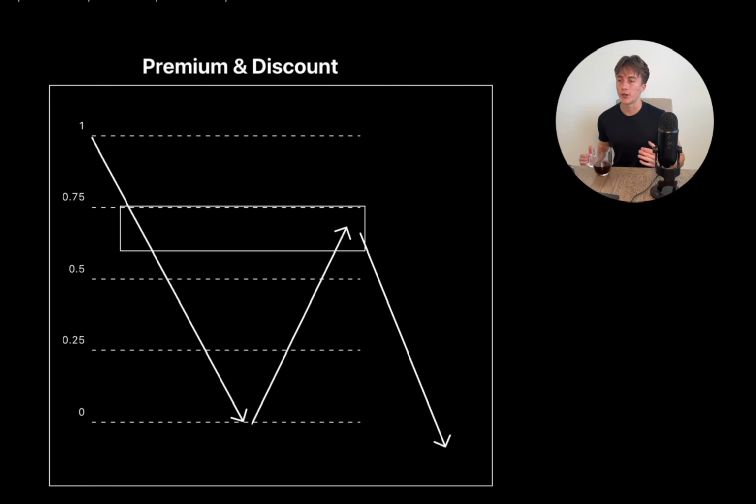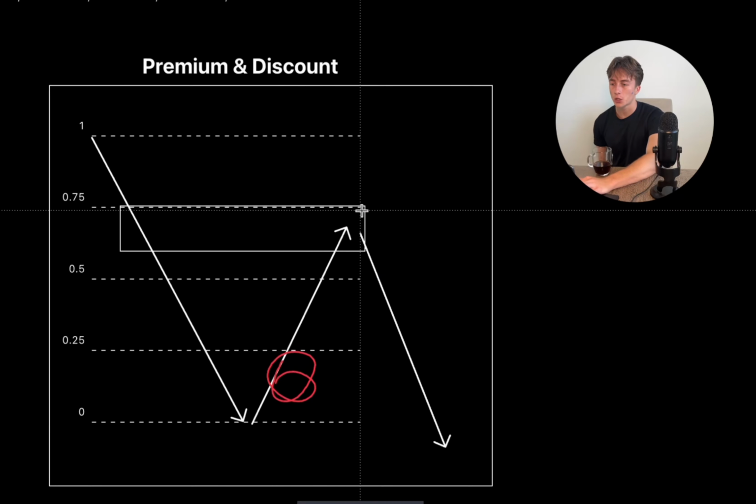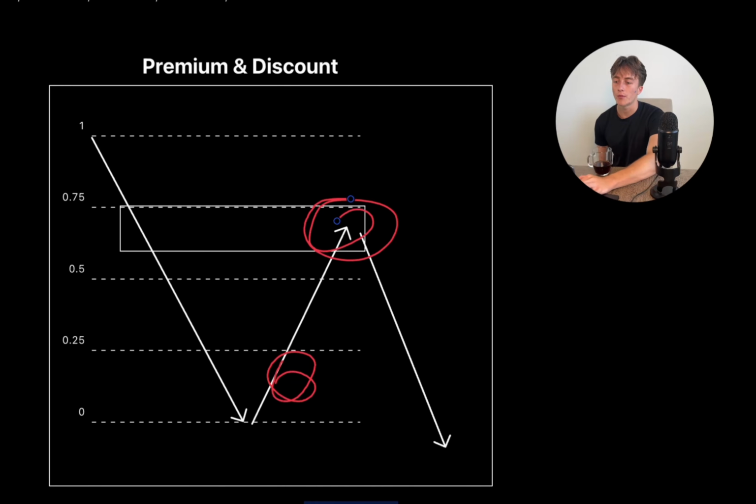Premium and discount is very simple. It's just the midpoint. Above the midpoint is the premium and below the midpoint is the discount. If you're looking for buys, you're going to want to find buys inside of the discount of a bullish move. And if you're looking for sells, you're going to want to sell from the premium of a bearish move. Now I just want to make sure that I convey to you guys that this is a puzzle. Without one piece, the puzzle is incomplete.